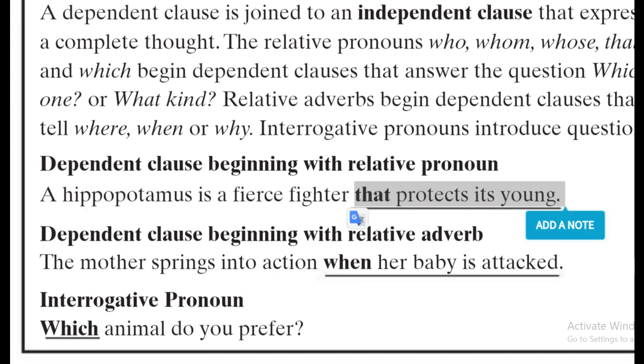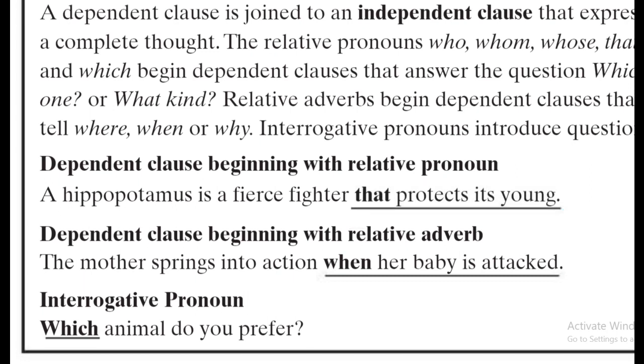I mean the part that says, that protects its young. When somebody tells you this part, I mean someone of your friends started to say, that protects its young, aren't you going to feel that there is something missing? Of course. And the first thing that will come into your mind is, what? What do you mean by that protects its young? What are you talking about? So when you are reading a clause and you feel that there is something missing, we call this clause a dependent clause. Why is it dependent? Because it needs other clauses so that they tell more about it.